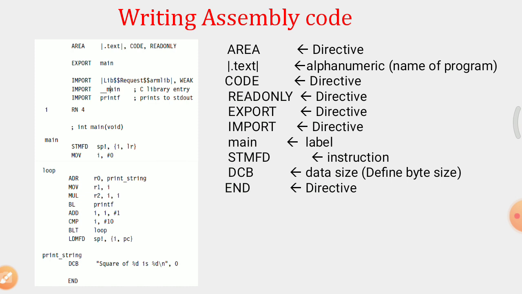Then at the end we have written dcb, which is going to define the size of the data that is going to be defined. So dcb is define byte size. Then at the end we have written the end directive, which is written at the end of assembly code and ends the assembly file.